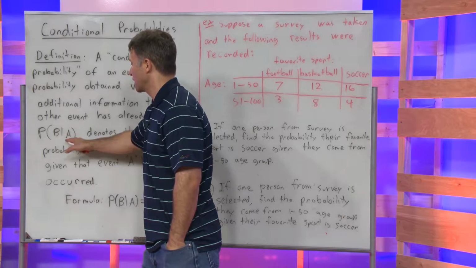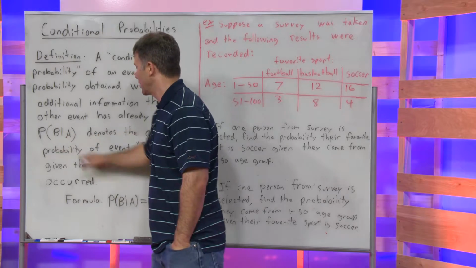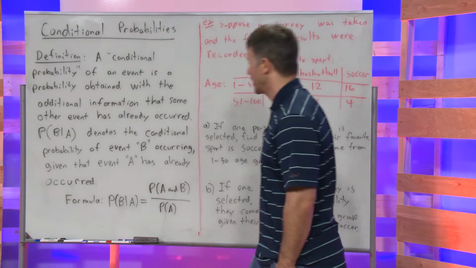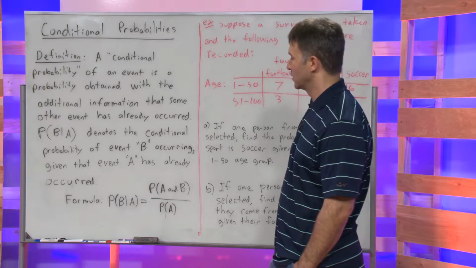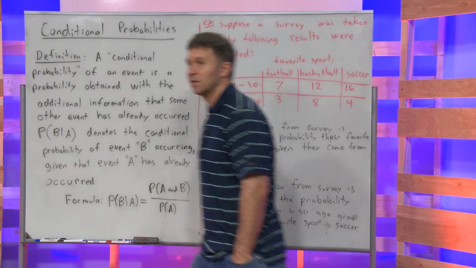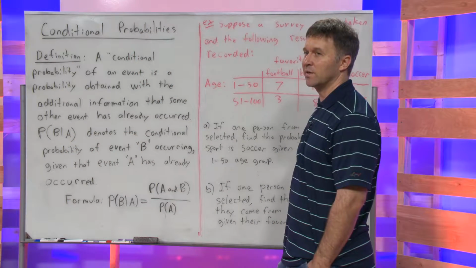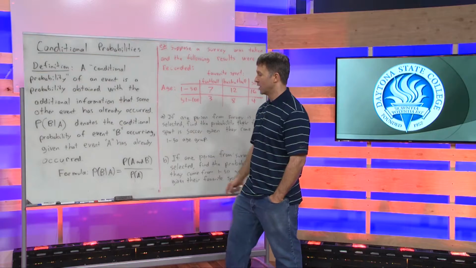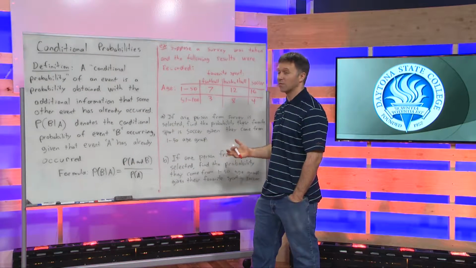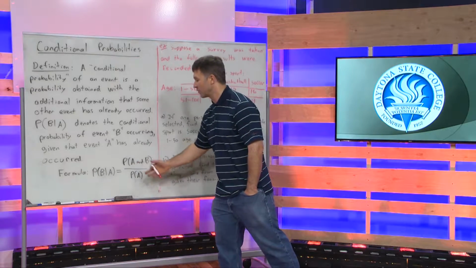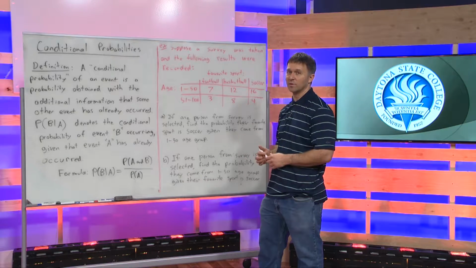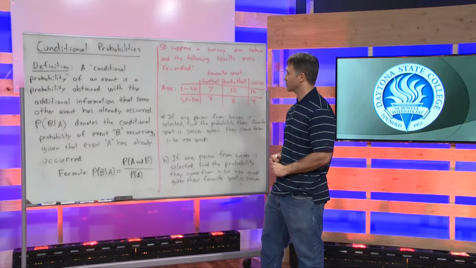B with the slash A is probability of B given A denotes the conditional probability of event B occurring given that event A has already occurred. So again, that's how we're going to write it. P of B, then a slash, then an A denotes probability of B occurring given that A has already occurred. And there is a formula, but don't let the formula intimidate you. A lot of the time, the vast majority of the times, you can solve these problems without using the formula. You can solve them somewhat intuitively if you practice a lot.